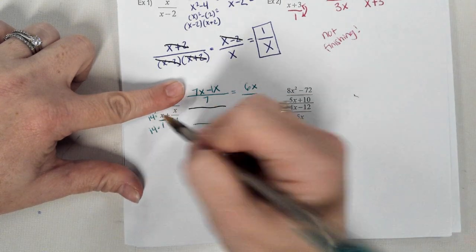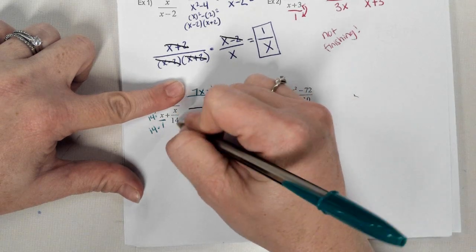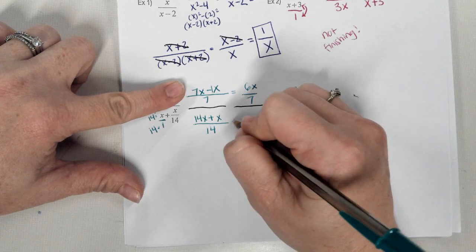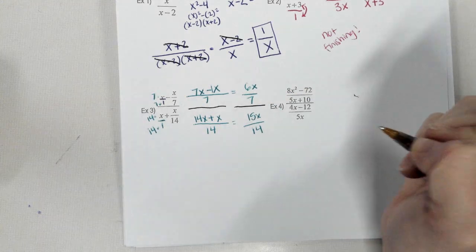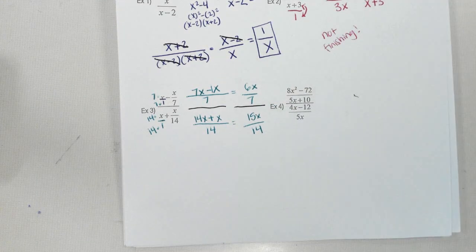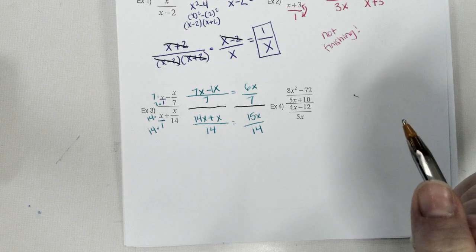What's 14 times x? 14x. Plus, that doesn't change, so it's just x. Are those like terms? Yeah. What do I get? So now I have them fully simplified. So now we are going to rewrite it and simplify if possible.